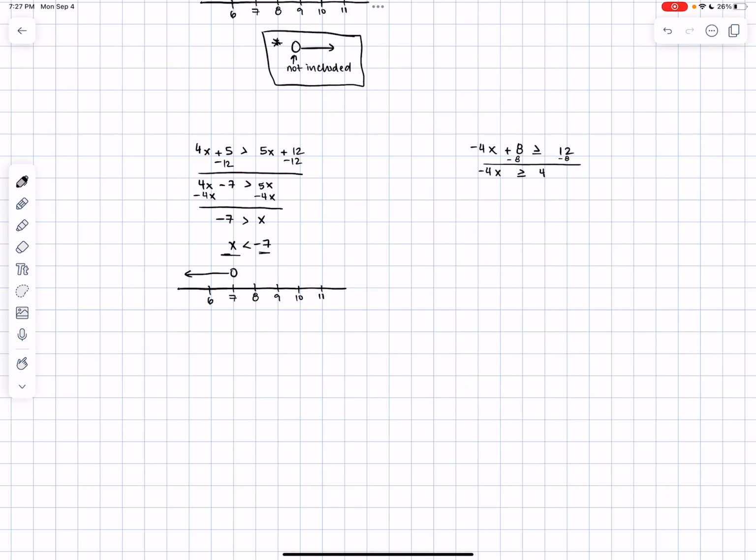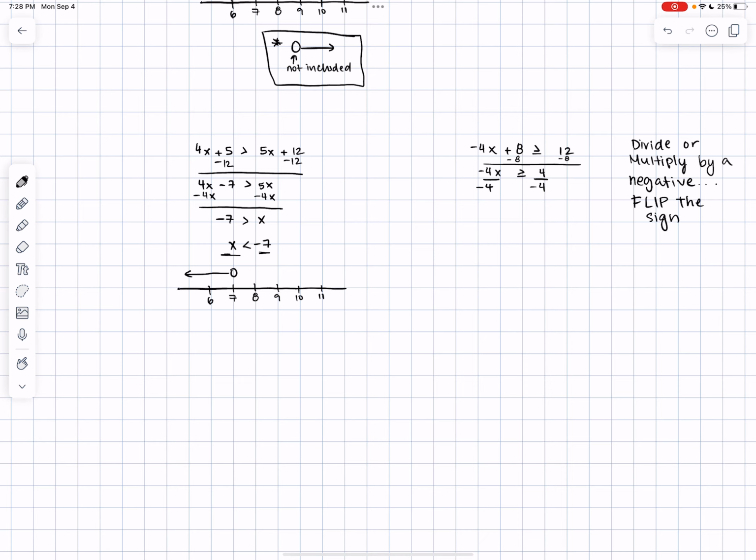And now we're dividing by a negative number. So divided by negative 4, divided by negative 4. Whenever you divide or multiply by a negative number, you flip the sign.